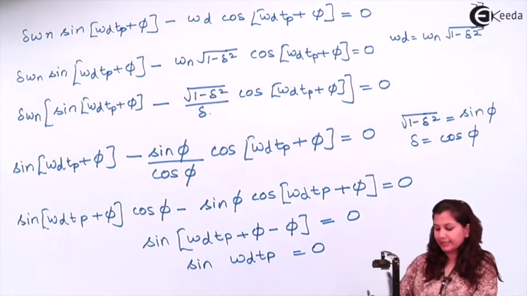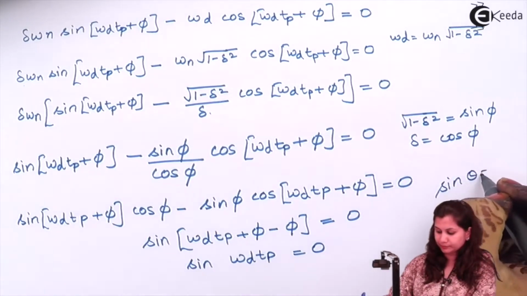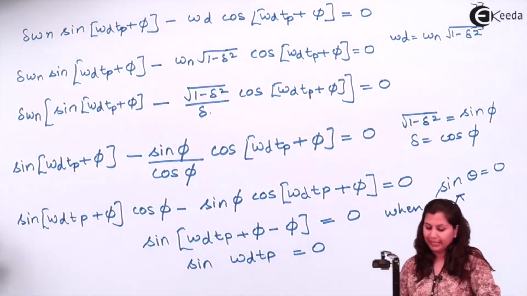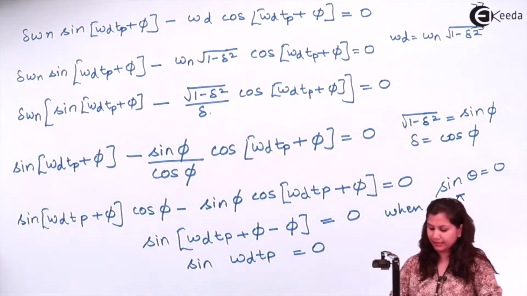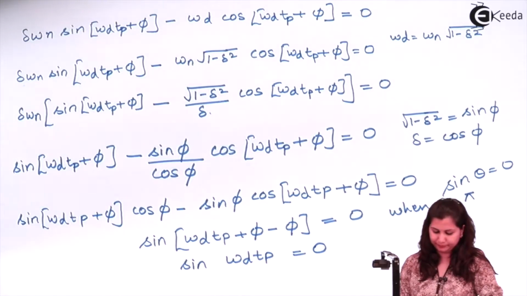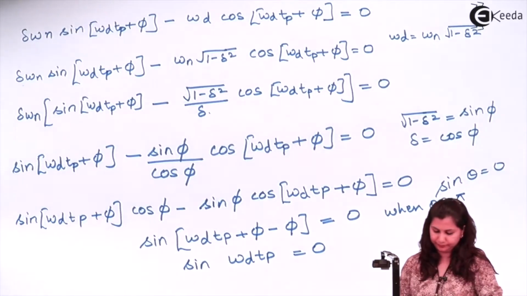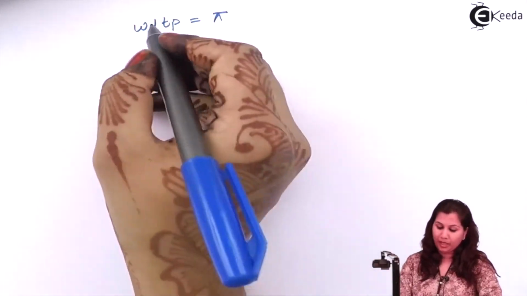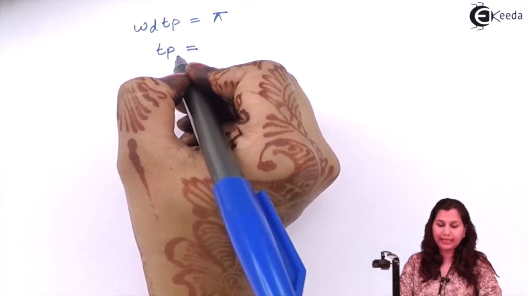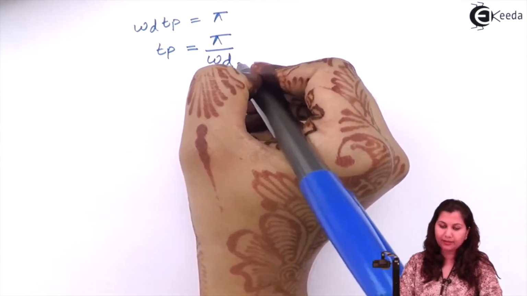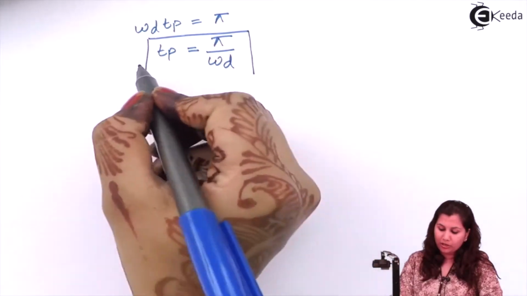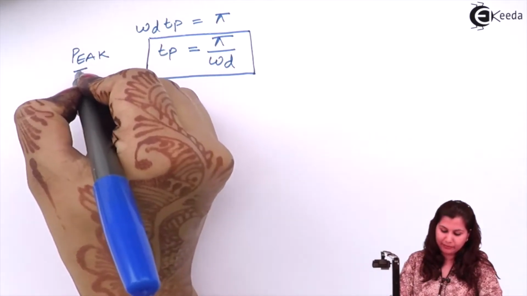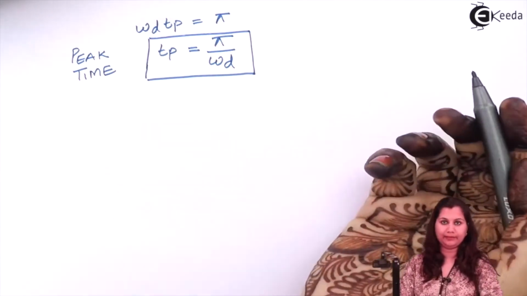So this sine theta is equal to 0 when theta is equal to pi. That means this omega d Tp is equal to pi. So putting omega d Tp equals to pi, from here you can calculate the value of the peak time Tp as pi upon omega d. So this is the formula with the help of which we can calculate the peak time. Tp is the peak time and omega d is the damping frequency.